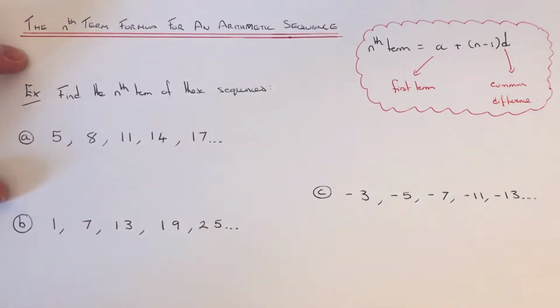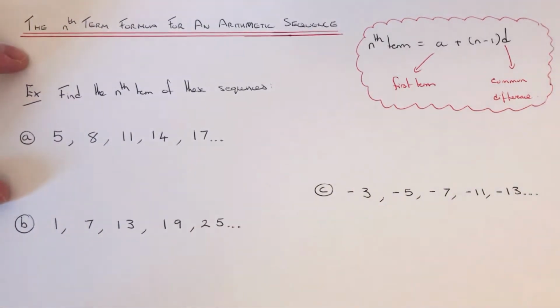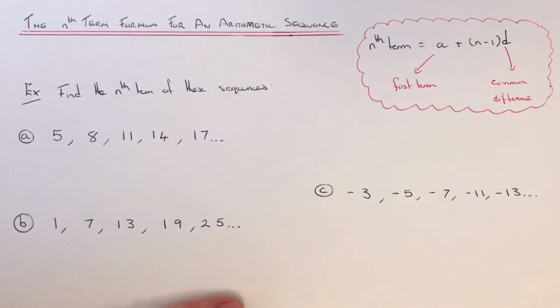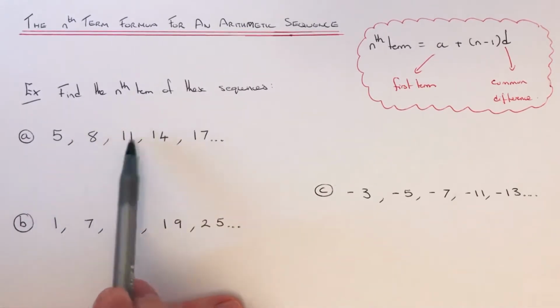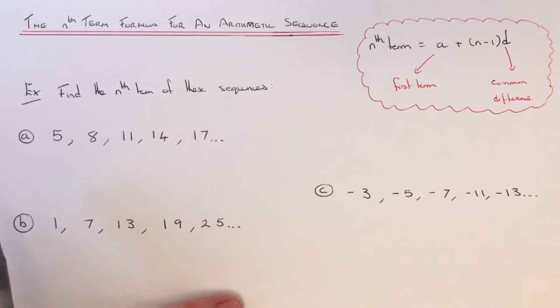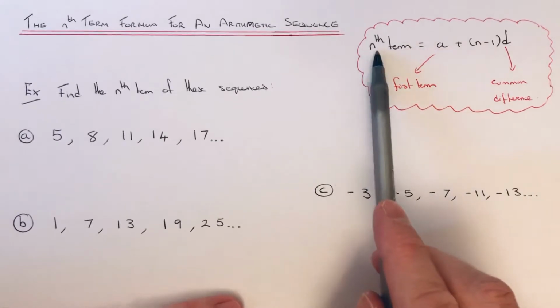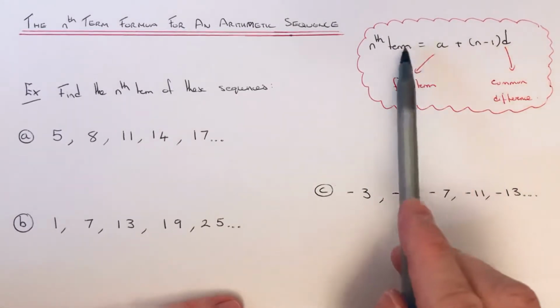So today I'm going to show you the formula for working out the nth term of an arithmetic sequence. An arithmetic sequence is a sequence which increases by the same amount each time from term to term, or it could be going down by the same amount each time. The formula that we need to use is in this bubble here.